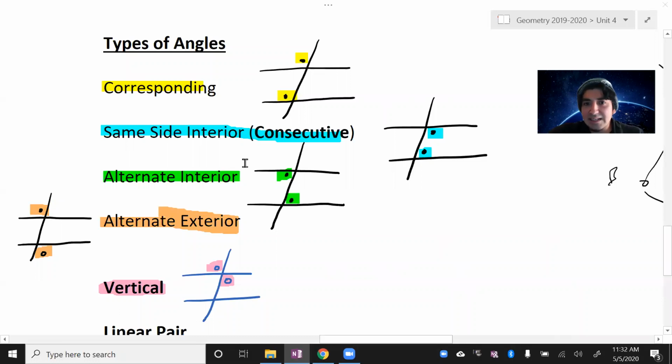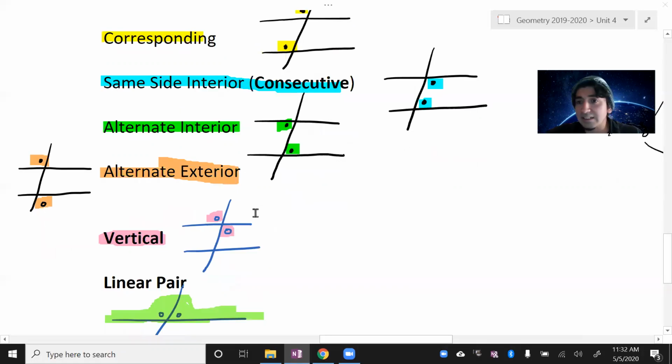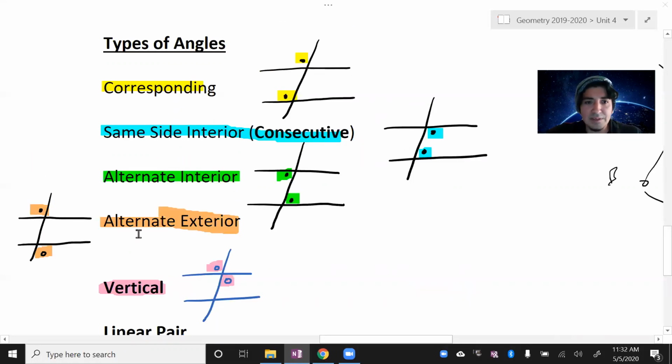So the one that I added here is linear pair, where you have two angles that are right next to each other and they share a common line along the way. Vertical angles are just angles that make a perfect X, and they're completely on the opposite corner, facing it kind of like a mirror. And then you have the rest that you have here.